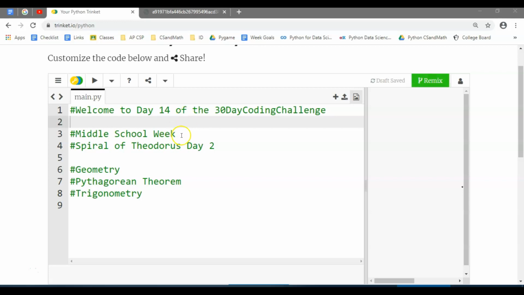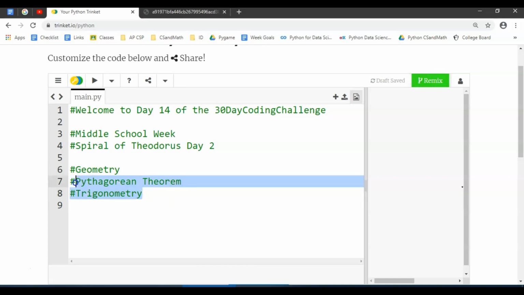We were talking about the Spiral of Theodorus, which is a great exercise in geometry. We're on day 2, and we're finally going to bring in these two pieces today, the Pythagorean theorem and trigonometry, through the math package. So let's jump right into it.